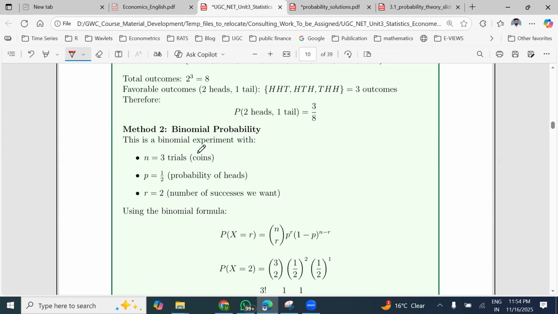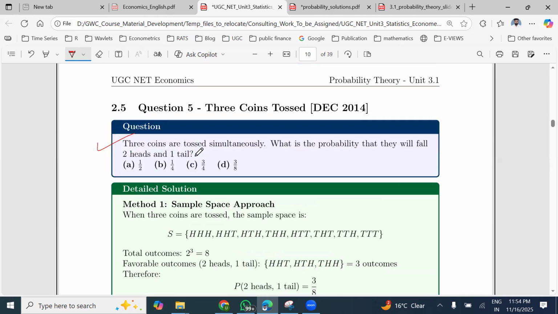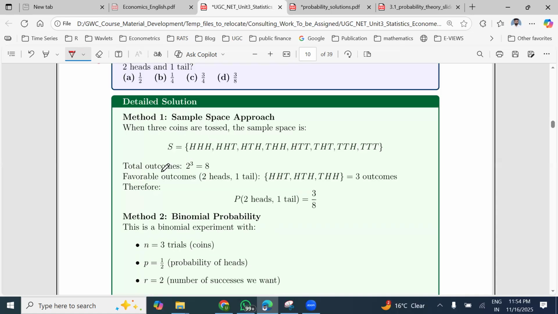P and Q mean probability. So basically 3 coins are tossed simultaneously. What is the probability that they will fall 2 heads and 1 tail? Even though it is written in a detailed way, if you do it simply, it will be much easier. Your sample space is all 3 heads, 2 heads and a tail, like that. So your total outcomes are 8: 1, 2, 3, 4, 5, 6, 7, 8.